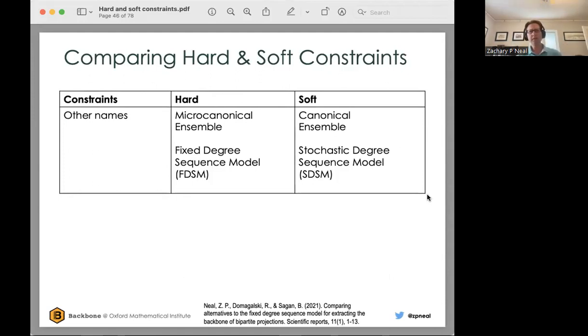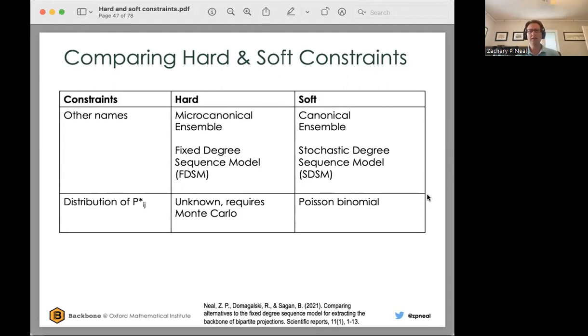So we can make a few direct comparisons right off the bat. One of the things that's incredibly confusing in this literature is that these models go by many different names depending on which literature you're in. So in some cases, the hard constraint version is described as a microcanonical ensemble. In some cases, it's described as the fixed degree sequence model. In the rest of the talk, because it's what it's called in the backbone package, I'll be calling it FDSM. The soft constraint version, sometimes called a canonical ensemble or the stochastic degree sequence model, or SDSM.